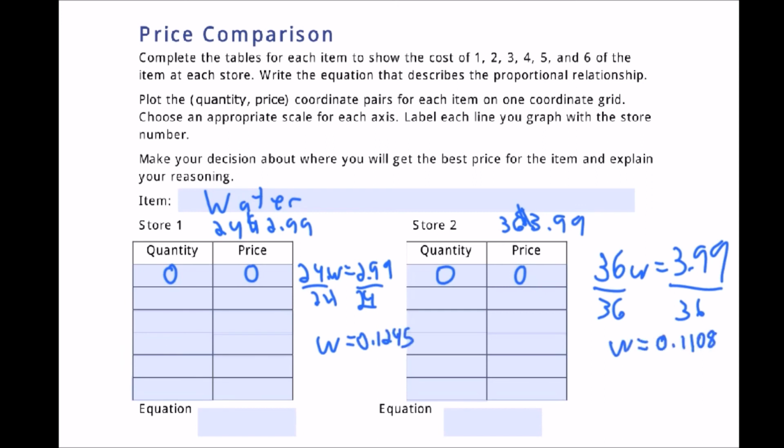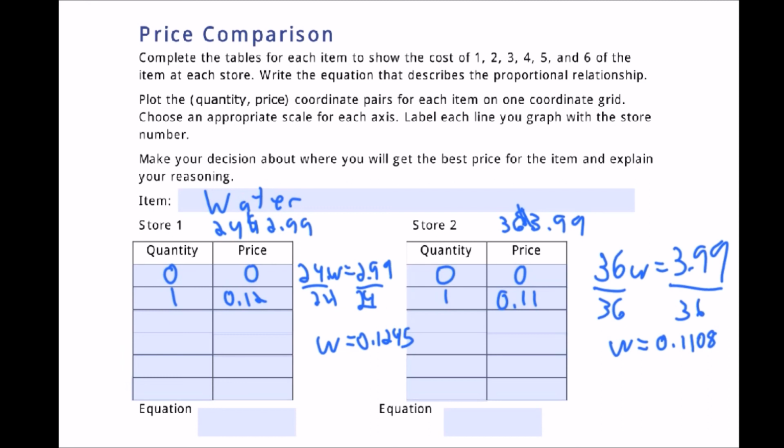Alright, so I got my division worked out there. So the first one, I got 0.1245, and I'm going to round that to, in this case I can round to the nearest cent. I don't have to go past that because these work out. So I'm going to say this first one is 12 cents per bottle, and the other one is 11 cents per bottle. Sometimes you have to go an extra decimal place or two to compare these. Very rarely will things be exactly the same. So if you have to go 2, 3, 4 decimal places in order to compare them, that's what you need to do.